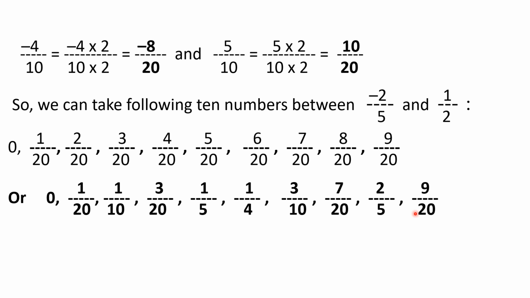These are 10 rational numbers which are lying between these two numbers. So this is how you find a certain number of rational numbers lying between any two given rational numbers. But remember one thing, there are infinite rational numbers between any two given rational numbers. You can find countless rational numbers between any two given rational numbers.